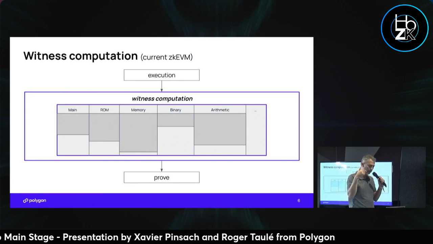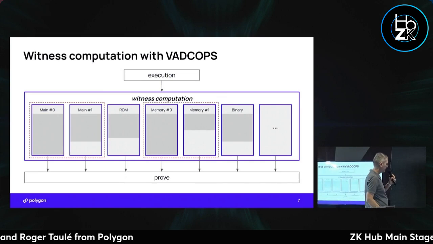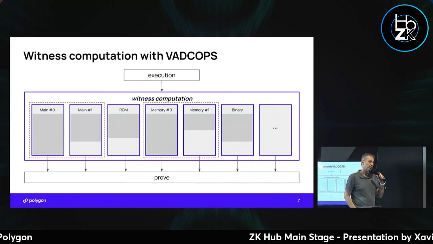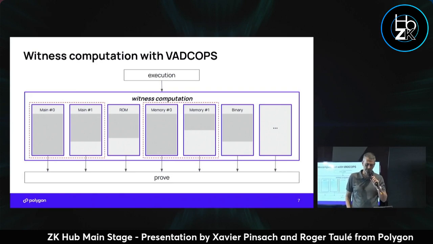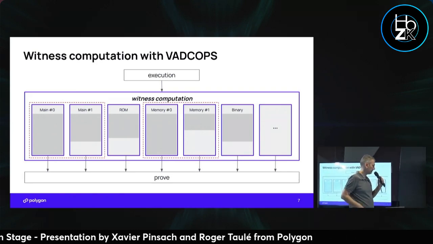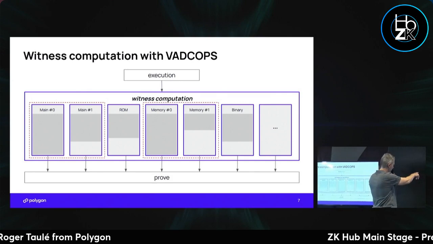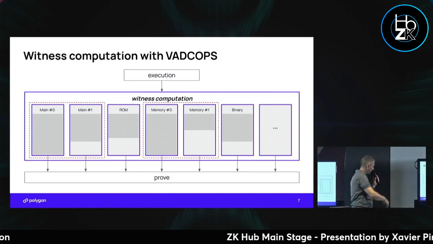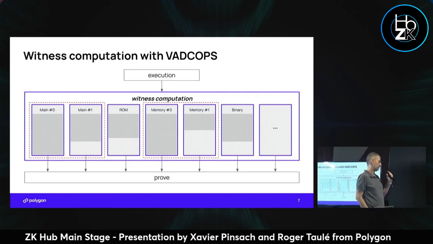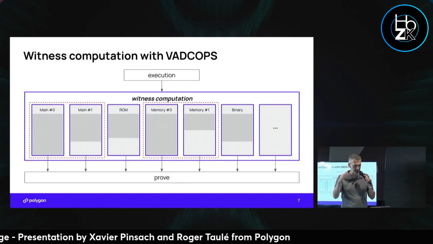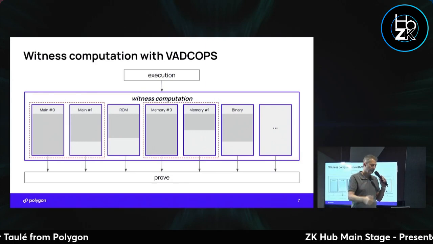And here is where the concept of Vadcops comes in. Vadcops means variable degree composite proofs, where what we want is to generate as many traces as we need to execute a given input, okay? So in this sketch, you will see that the main state machine generates 2 instances on the left. Main 0 and main 1 generate 2 instances. The ROM needs only 1 instance. The memory needs 2 instances, the binary, and so on. So we are able to generate as many instances of a trace as we need.